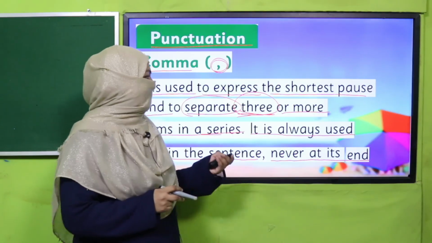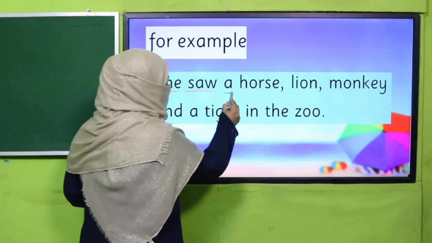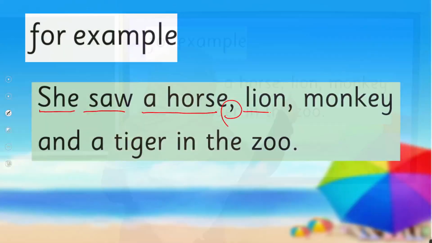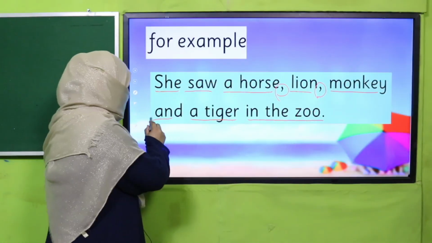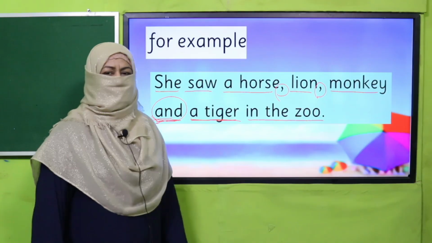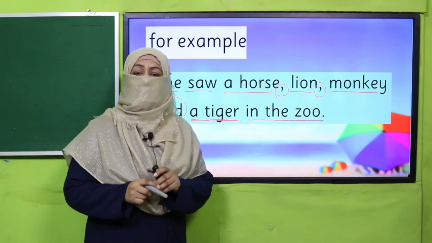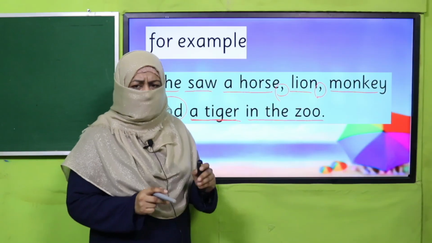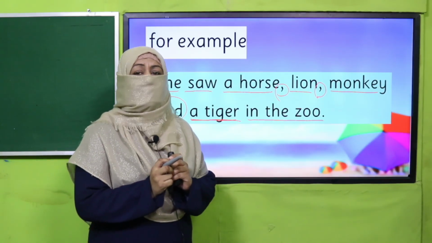Are you clear? Okay, its example is, she saw a horse, comma, lion, comma, monkey, and a tiger in the zoo. And now you know, "and tiger", because this is the last name of the list, right? So this is how we use a comma in a list or in a series of things when we are writing them in a sentence.